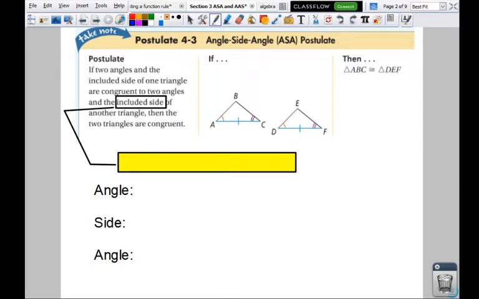We are doing kind of the same stuff as yesterday, except we're learning two new methods. Yesterday we did side, side, side, and side, angle, side. To start off with, we're going to look at angle, side, angle.